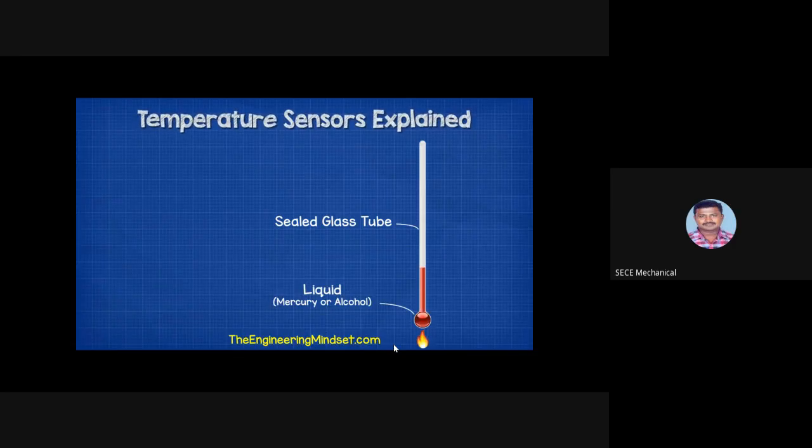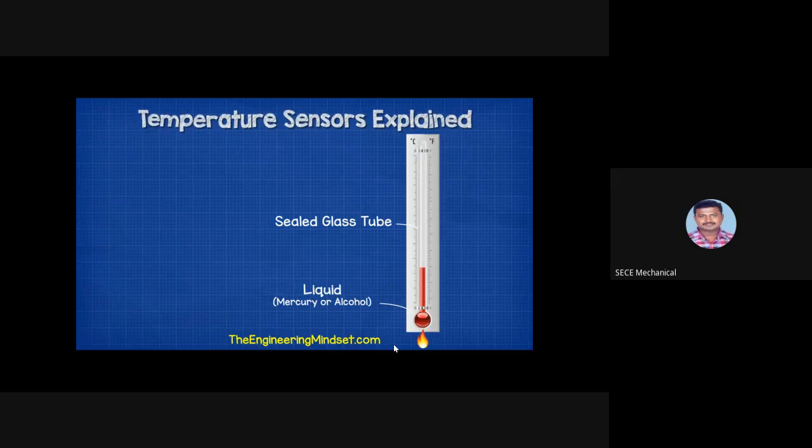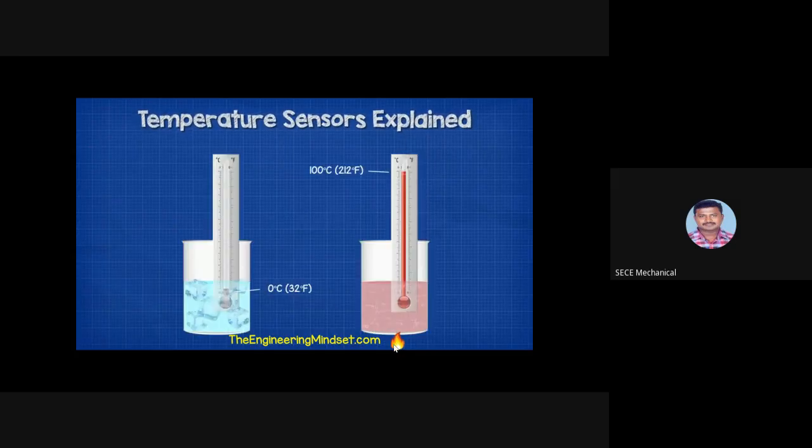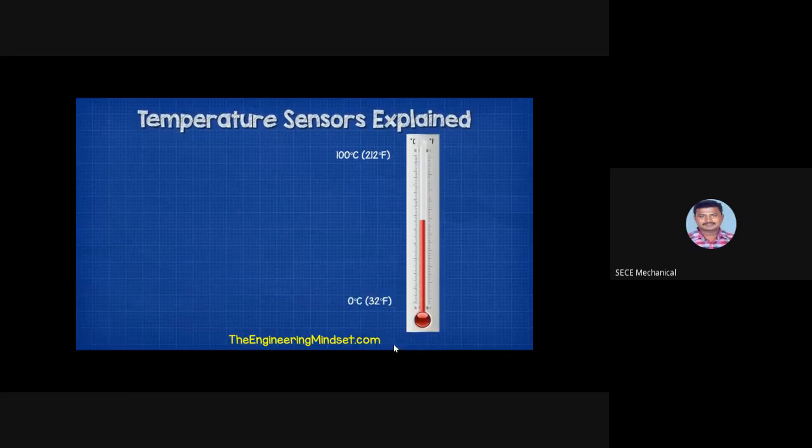As heat is applied, the liquid expands and rises up the column. The height of the column is divided up and marked to correlate it with known temperatures. For example, water boils at 100 degrees Celsius and it freezes at 0 degrees Celsius. So as the liquid expands and contracts, we can easily read the temperature. This method is easy for humans to use, but it's slow, it's not the most reliable or accurate, and we're pretty limited on temperature range.